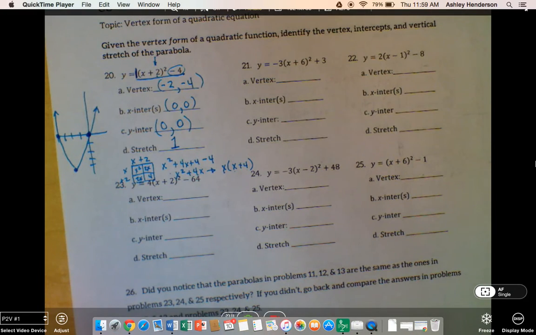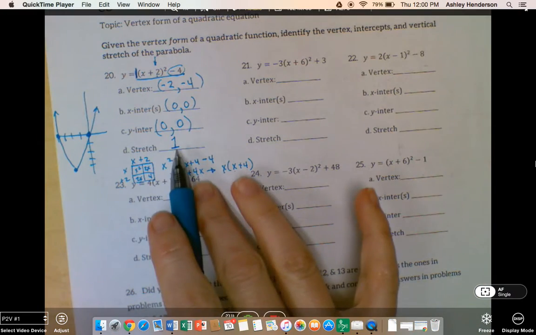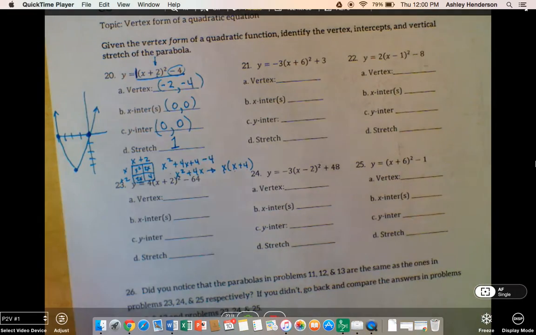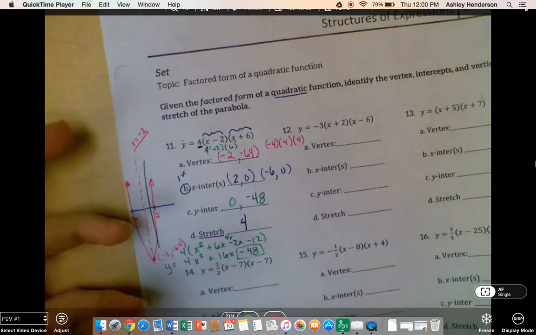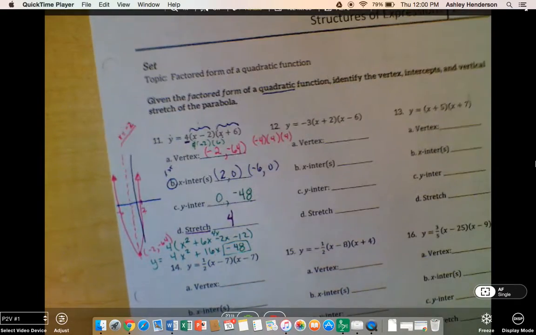So there are two examples, one case going from vertex form to the key features, and one going from factored form and identifying the key features. So two examples for you to work through.